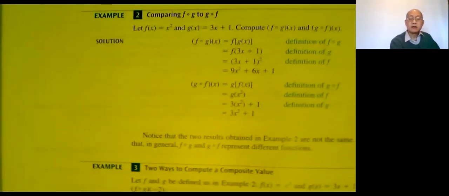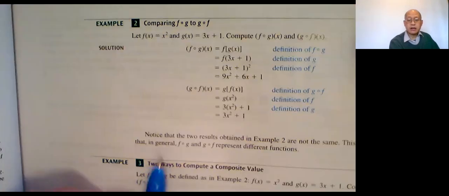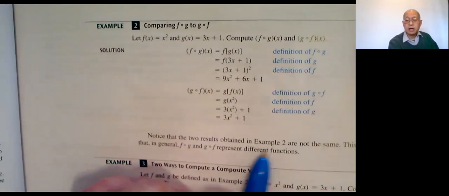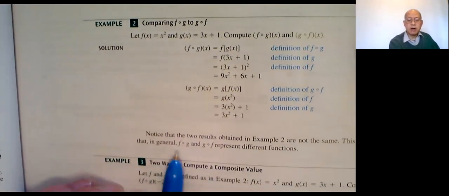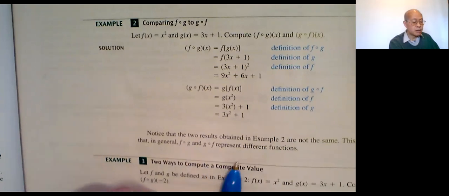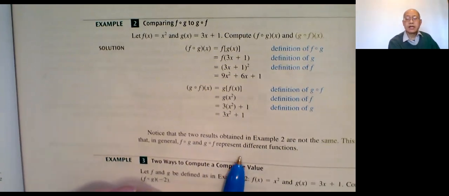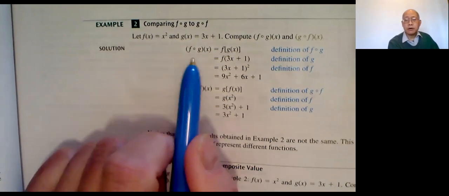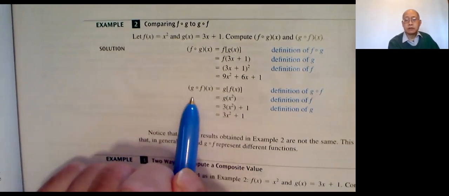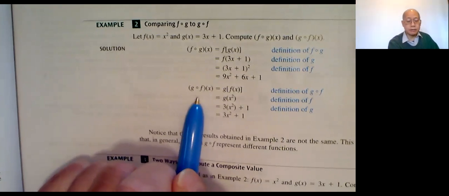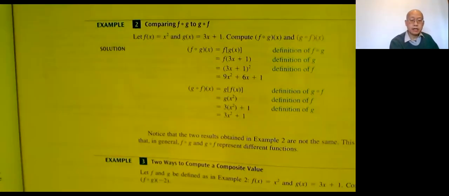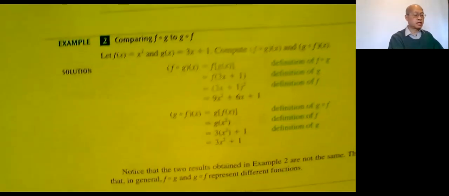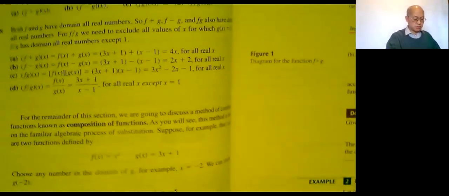Okay. And they're saying, notice that the two results obtained are not the same. So in general, F circle G and G circle F represent different functions. They could possibly be the same, but not in general. So F of G and G of F don't mean the same thing all the time. They could, but not necessarily. Okay. So we'll see examples of these.